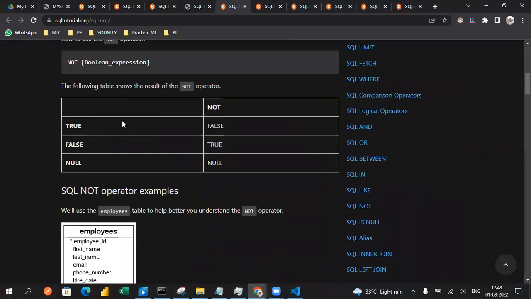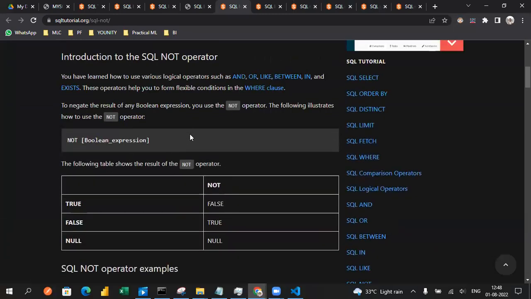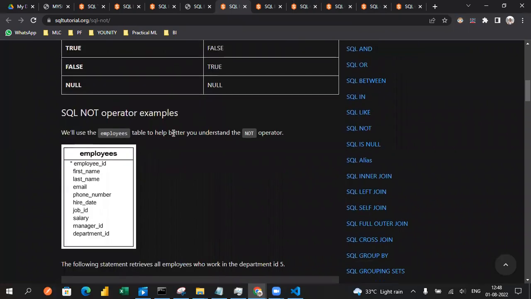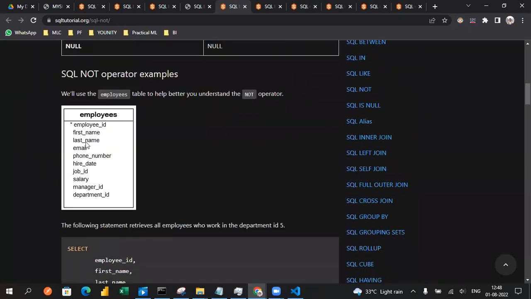SQL NOT is also one of the very helpful operators, I would say. It basically helps to understand which expression is going to result as a NOT operator. So you have this data frame corresponding to the employee data.